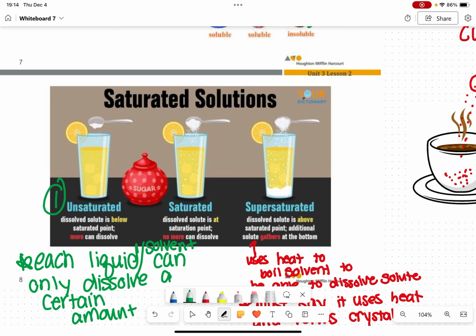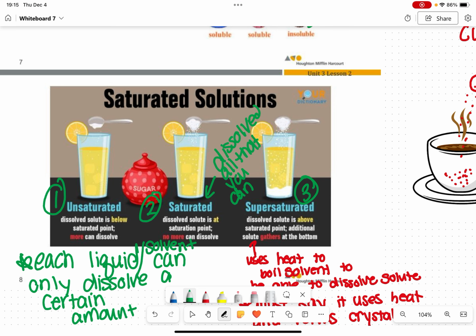A saturated solution would be our next level. It's when you have reached the saturation point, so you have dissolved all that you can. If you were to add more into it, it would collect at the bottom because it cannot dissolve anymore. And then the third level is supersaturated.